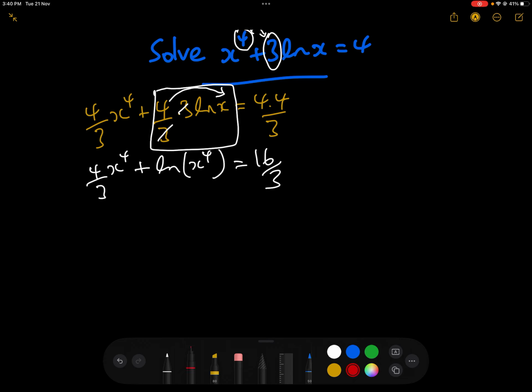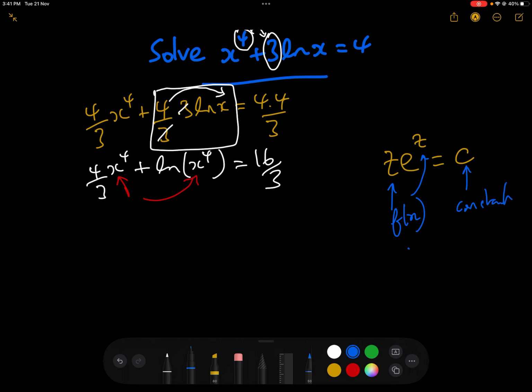equals 16 over 3. Now it's going to become evident why we multiplied in the first place by 4 over 3, because it means that we have x to the 4 here and x to the 4 here. And remember that what we're trying to do is get the equation in the form z e to the z equals c, where z is a function of x and c is a constant, and then once we have it in that form we can use the Lambert W function to get our answer z equals W of c. So that's where we're aiming for. Now the next clever little trick is to raise both sides of this to e.